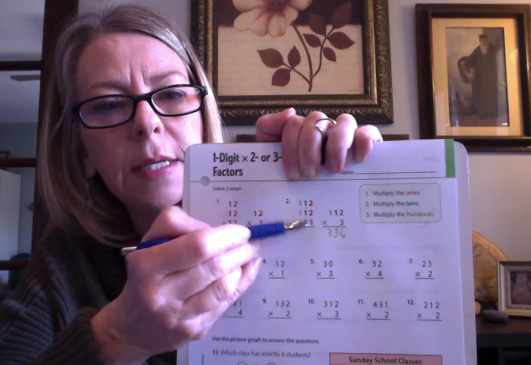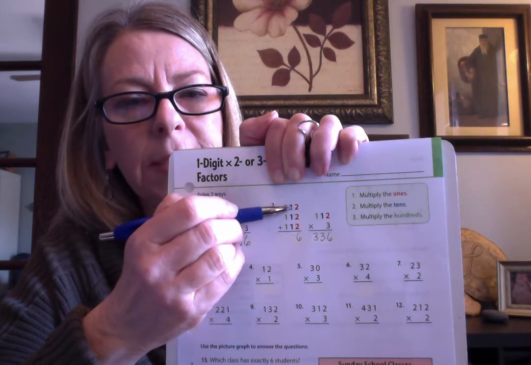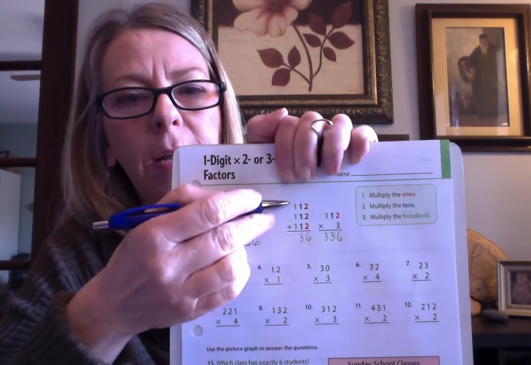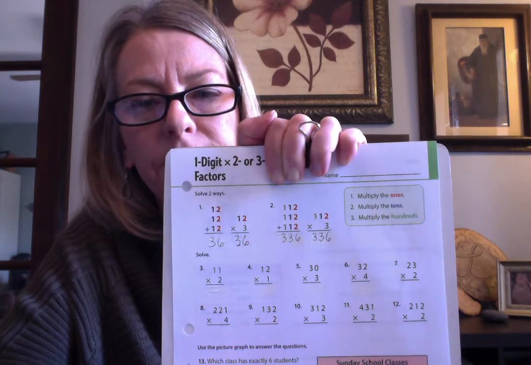So start with our ones first, 2, 4, 6. Then add our tens, a 1 in each place. So that would be 3 tens. Now we're going to add our hundreds, 100 plus 100 plus 100. And we put that in our hundreds place, and then you can see the answer's the same.